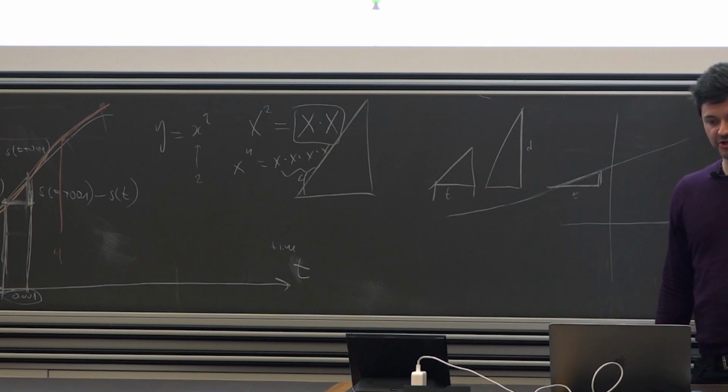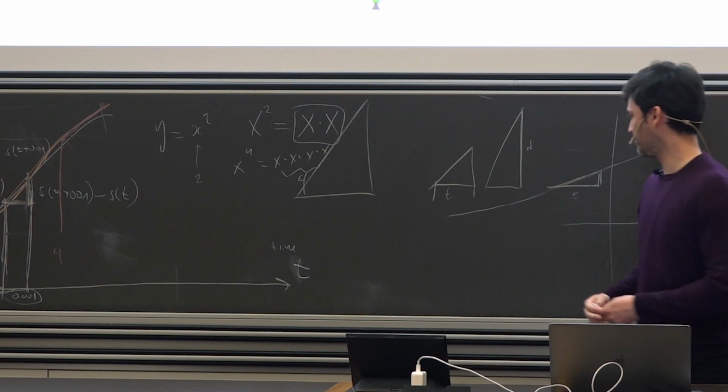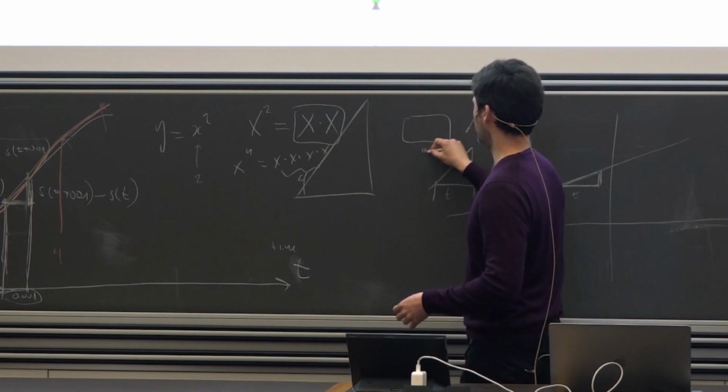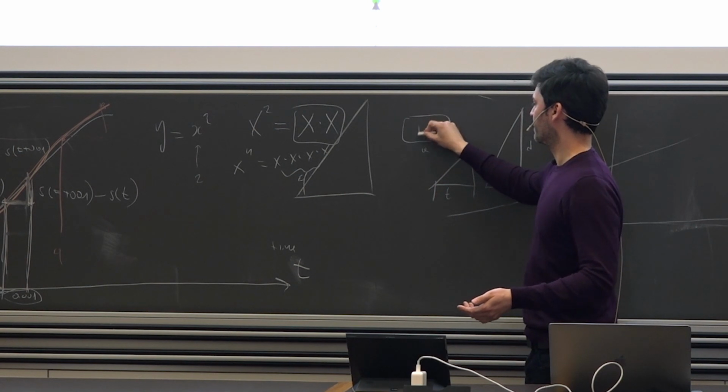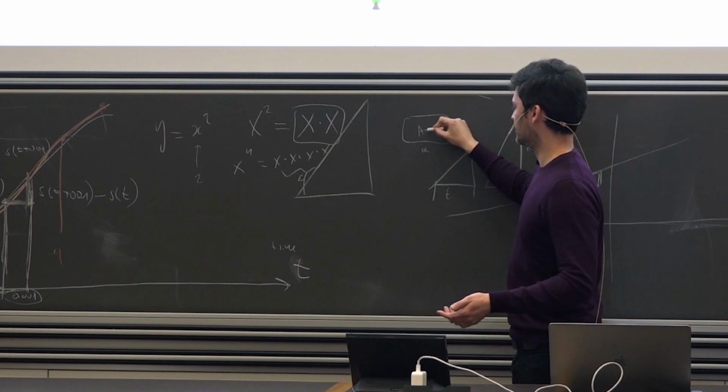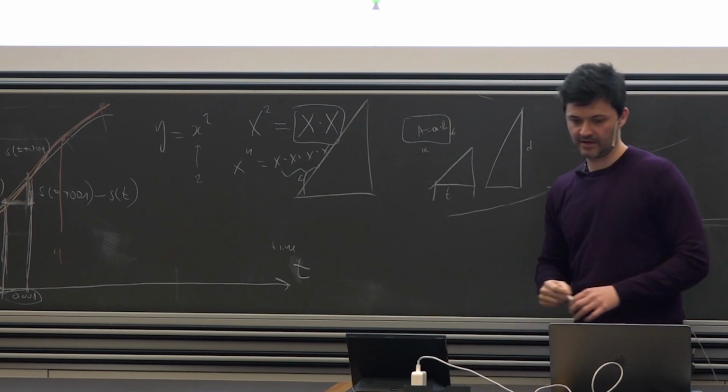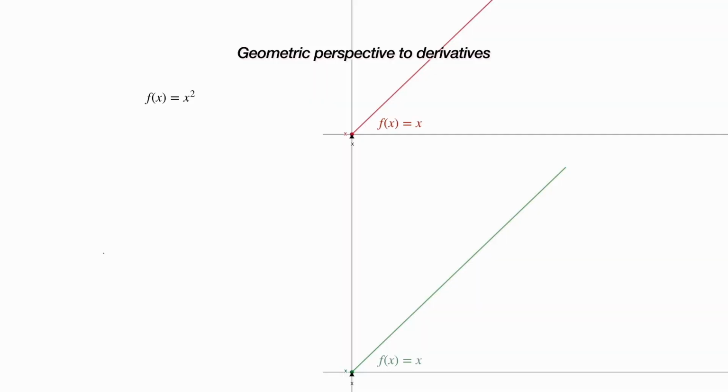Any product in geometry, we can think of it as an area. For example, if you have a rectangle with the sides a and b, the product will be area equals a times b. Yeah? So we can also think about this x squared as a product of the thing with itself.